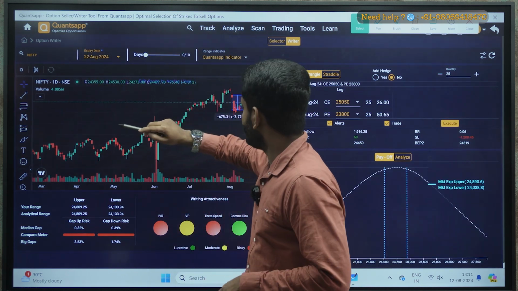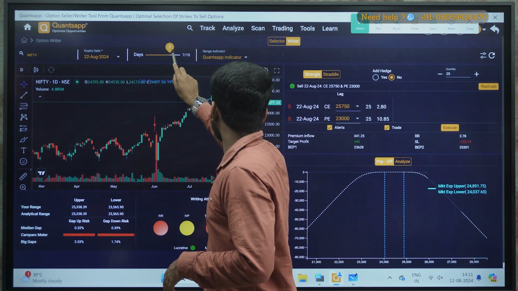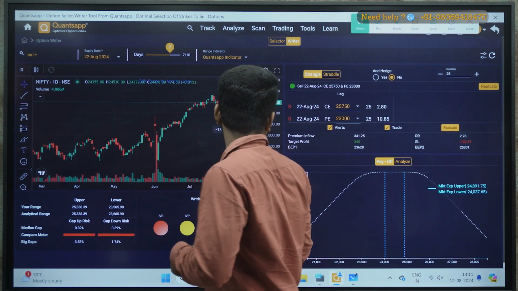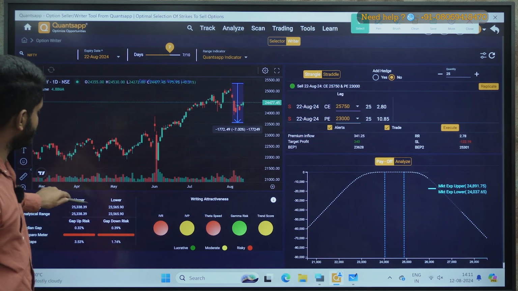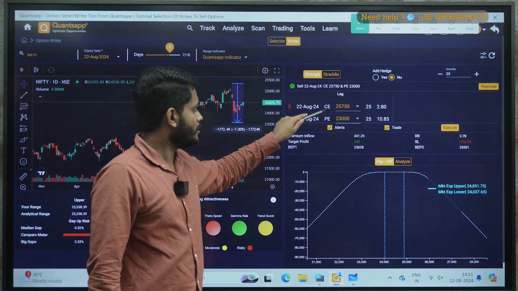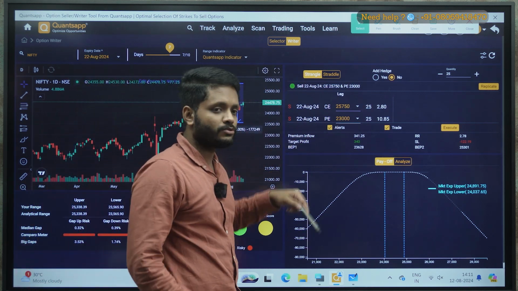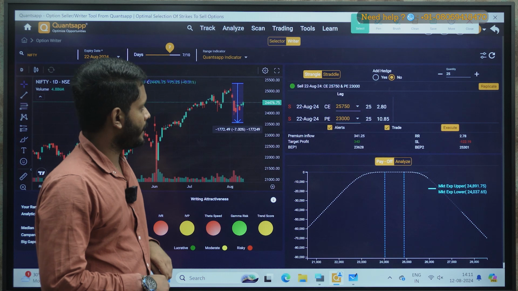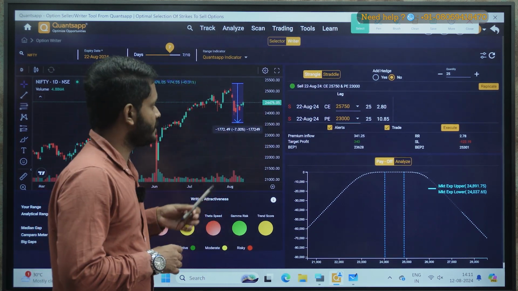Let's take 22nd August, and 10 days are there for expiry. Now if you see, I keep it for 7 days. Can you see? If I keep it for 7 days, this is the range it is giving me, and based on this range, 25,750 to be sold on the higher end, 23,000 to be sold on the lower end, and the overall signal is green, so I can go with this strategy.